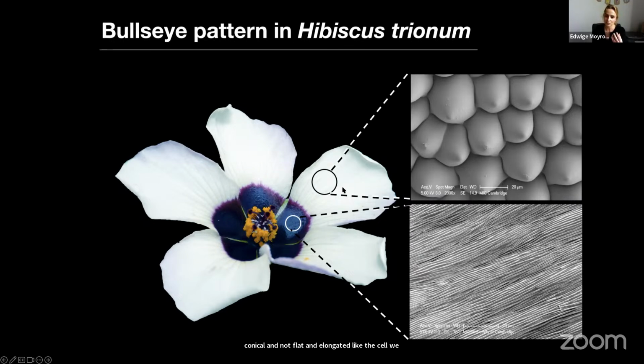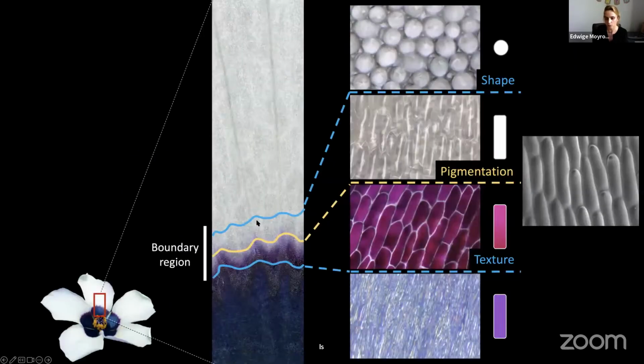So this is very interesting because it shows that if you want to create this bullseye pattern, during the development of the petal, there must be a mechanism at play to design a line across the epidermis of the petal, allowing cells on either side of this boundary to develop very distinct characteristics: different ability to produce pigment, different texture, and different cell shape. And the question is really, how is this boundary laid down? So this boundary, we can actually see it.